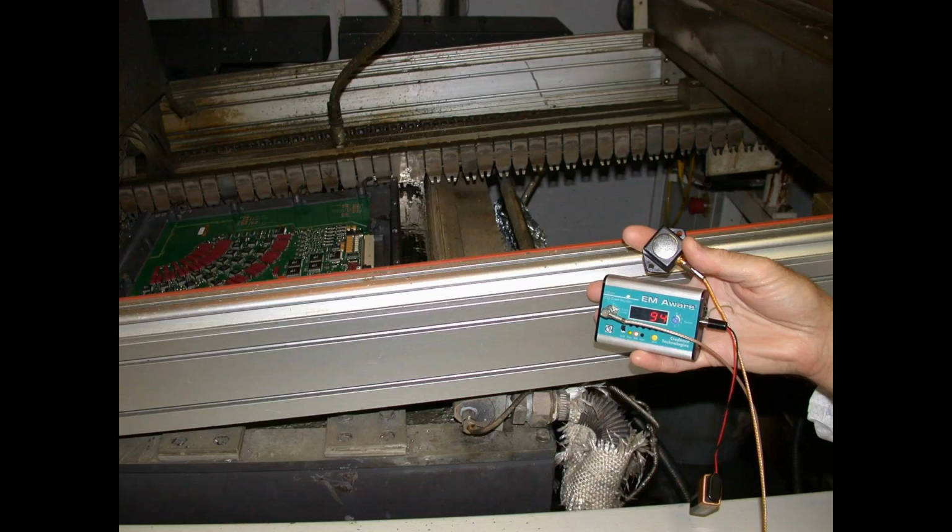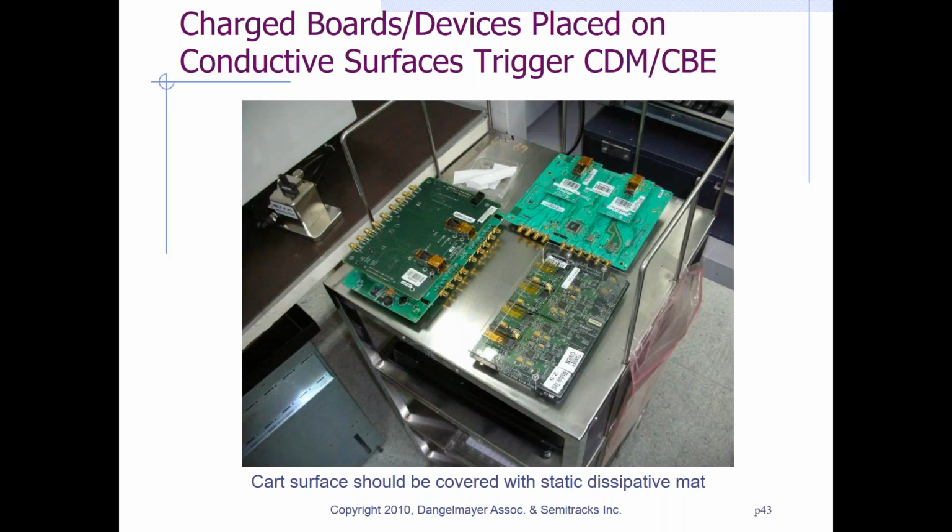You can also have charging of boards along conveyors, and then when they go into something like is shown here, a wave soldering machine, the first touch of the connector end of the board to the wave is a charged board event. The device in the picture here is an ESD event detector that was recording the events as they were occurring. The physical failure signature, or the electrically induced physical damage, here is quite extensive for this type of event. Next slide.